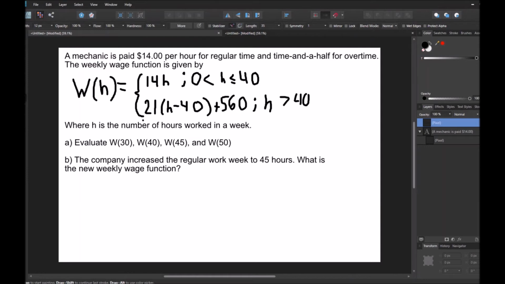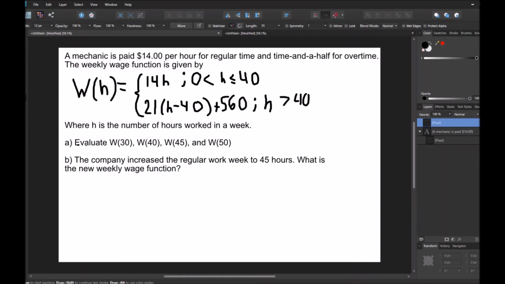Okay, so in this next problem we're told that a mechanic is paid $14 per hour for regular time and time and a half for overtime, and that the weekly wage function is given by the following piecewise defined function, which is W of H equals 14 times H when H is greater than 0 and less than or equal to 40. And it's also defined by 21 times H minus 40 plus 560 when H is greater than 40. And H is the number of hours worked in a week.